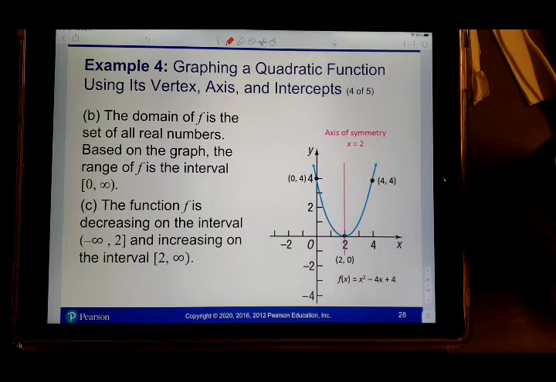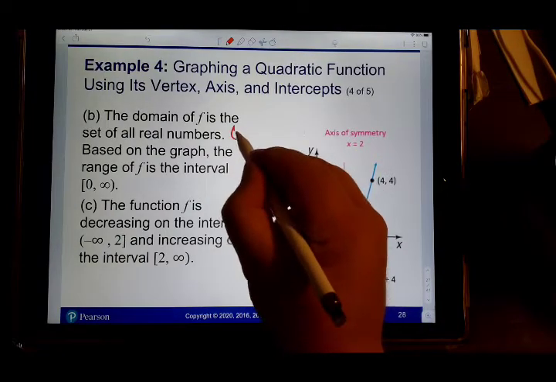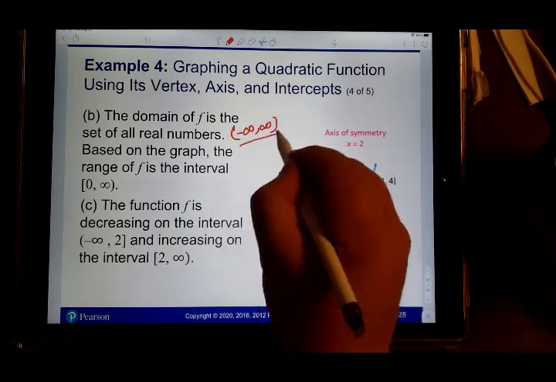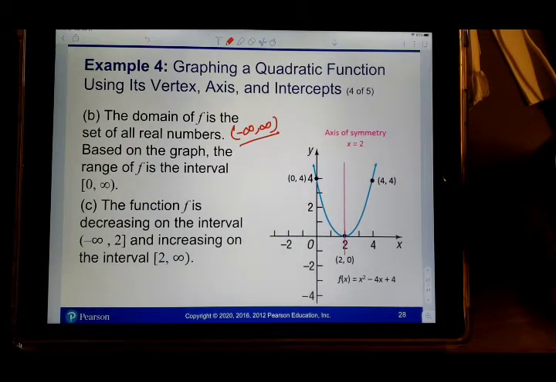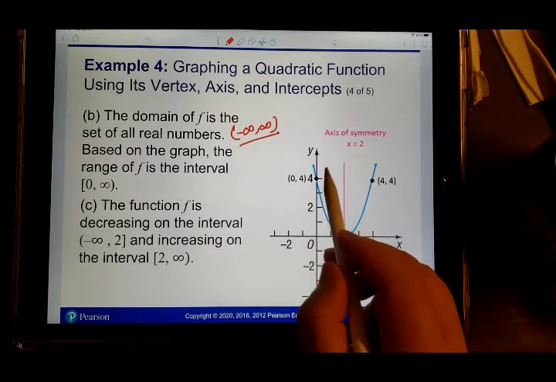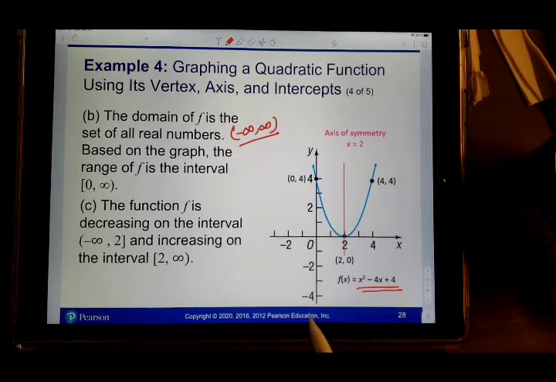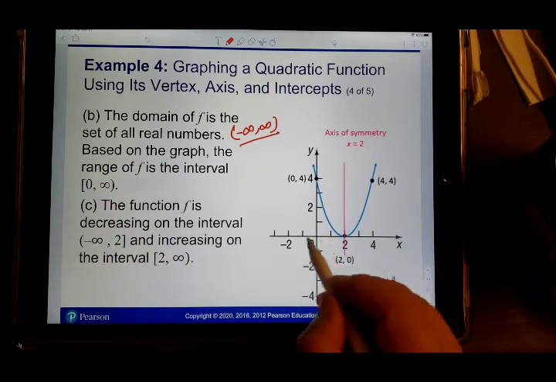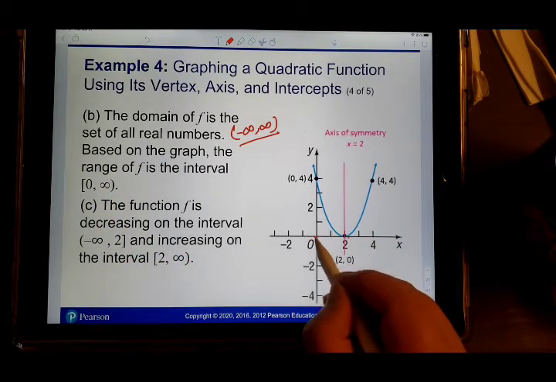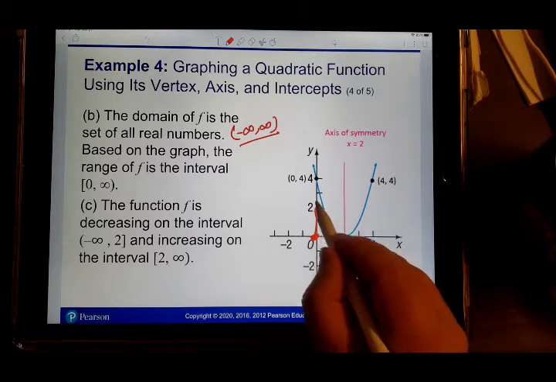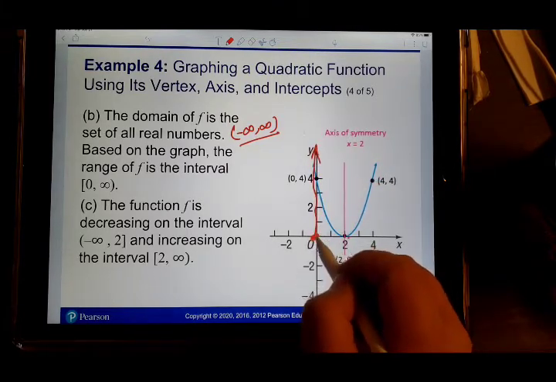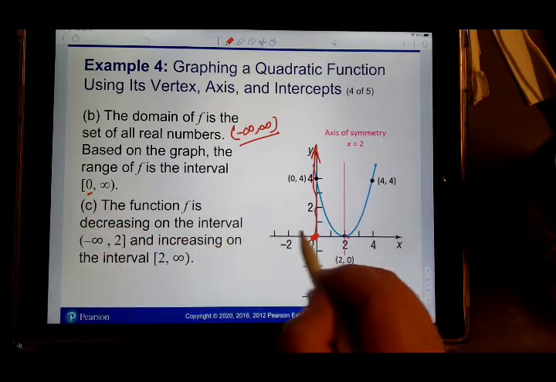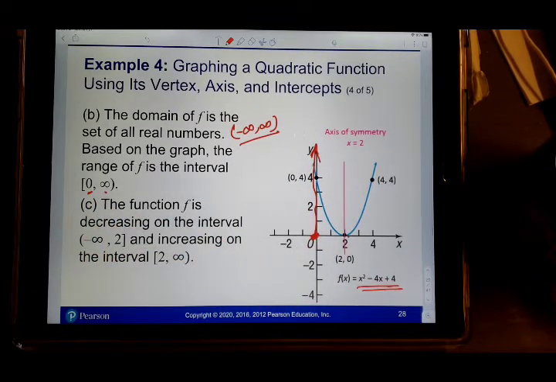Domain, always the set of all real numbers, or negative infinity to infinity. I'm just saying that's the domain anytime you have a polynomial, unless there's some reason where they restricted it. You can put any number into the equation you like, and you won't get an error. But the range is where you look at the y values and find the minimum y value and where it goes from there. Well, the minimum is 0 and the maximum is infinity.